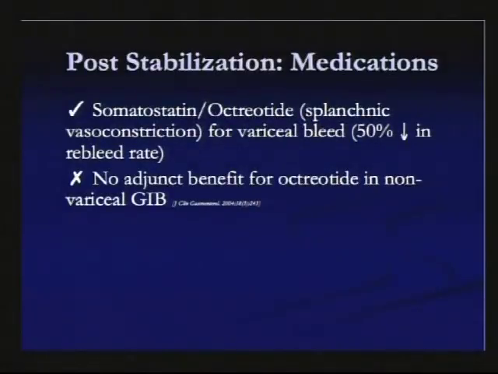Octreotide causes splenic vasoconstriction, and this is used for variceal bleed, whether it's an esophageal bleed or gastric bleed, and it decreases the rebleed rate. There's no adjunct benefit in non-variceal bleed.